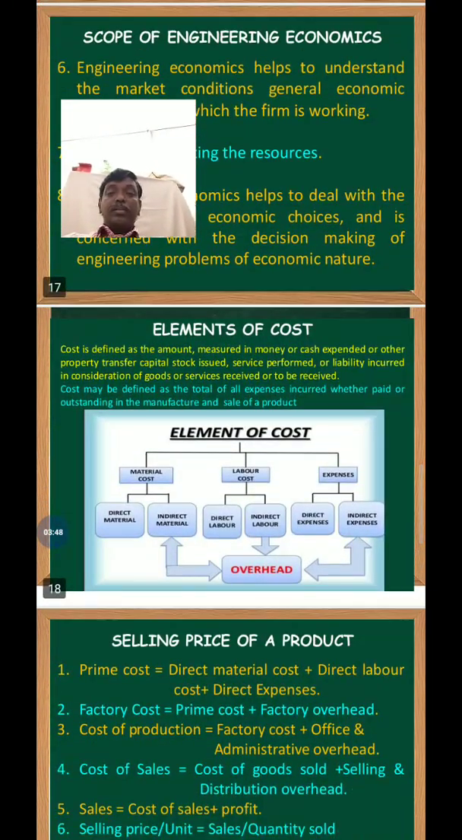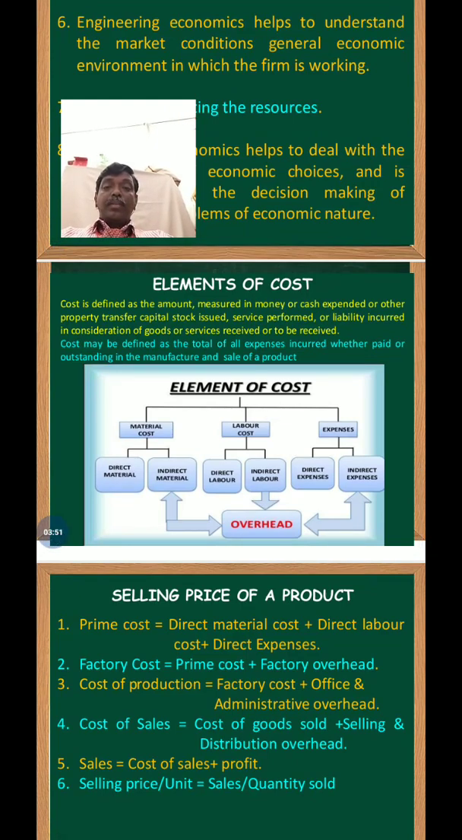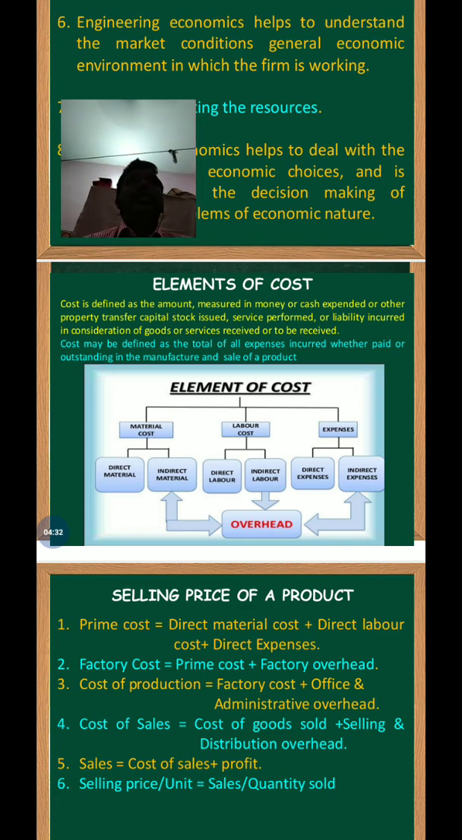And the next topic is elements of cost. The elements of cost incurred are material cost, labor cost, and expenses. Material cost has direct material cost and indirect material cost. Labor cost includes direct labor and indirect labor. And expenses also have direct and indirect expenses. The indirect expenses are called overhead.